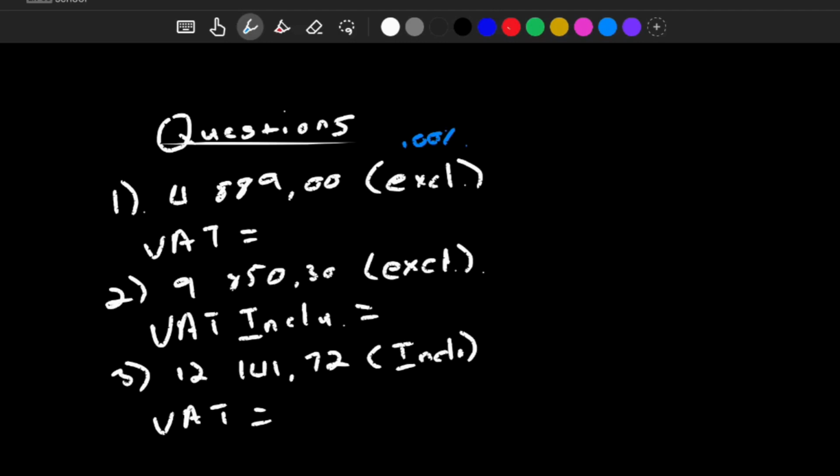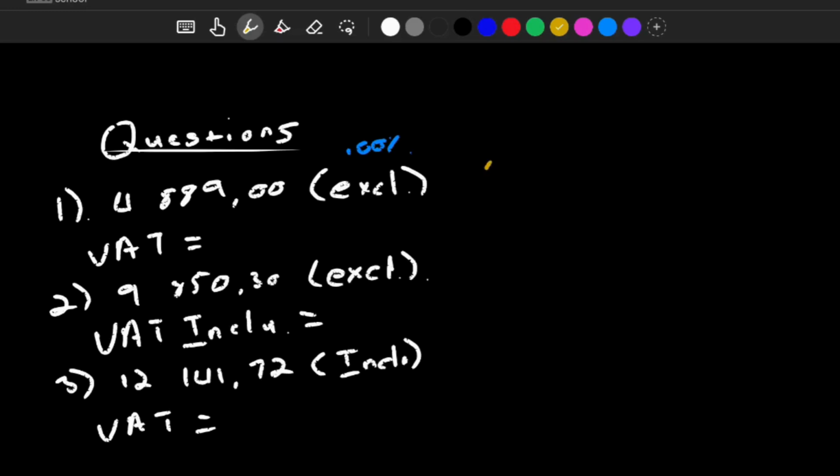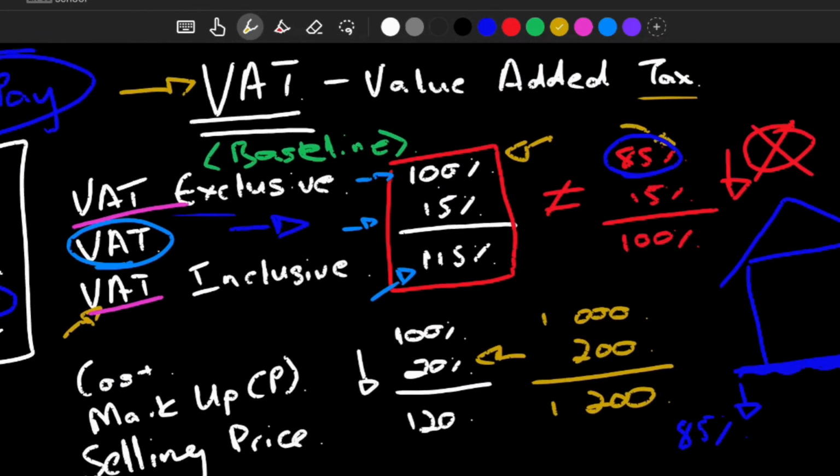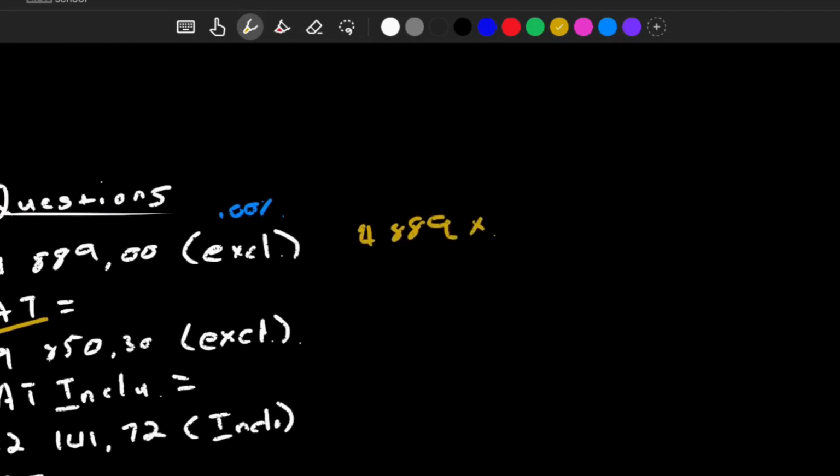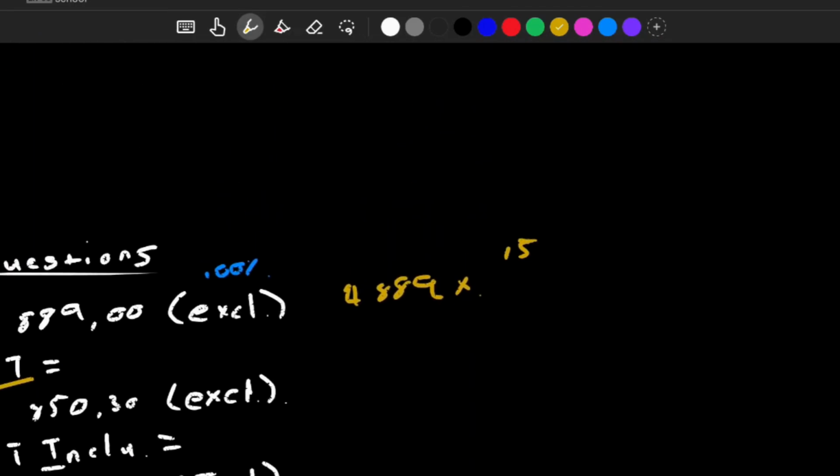Now, what is our equation going to look like? We're gonna then say 4,889 multiplied by unknown. We want to find our VAT. VAT we know is always 15%. Unknown is VAT at 15%. What is our known? The 100 there. Over 100. Put that in your calculator and then you should get 733.35 rand as your VAT.